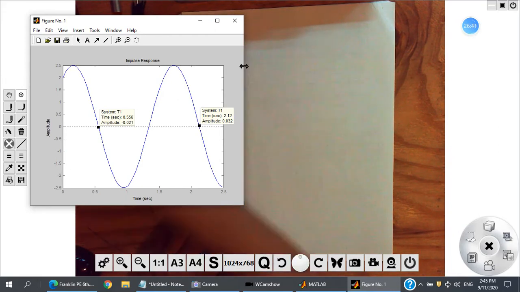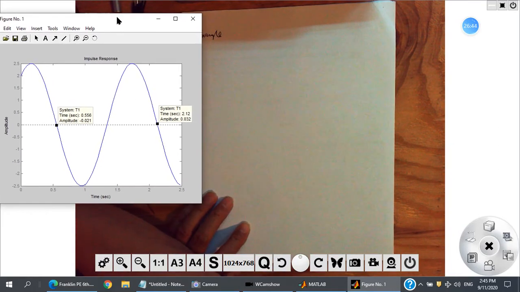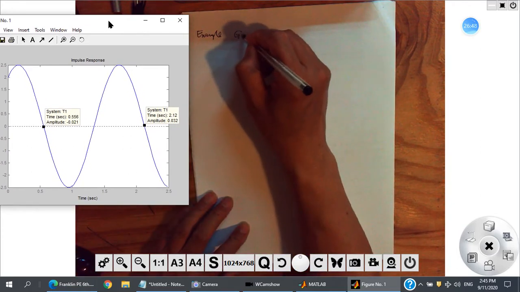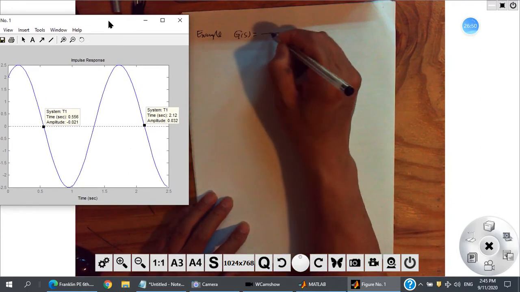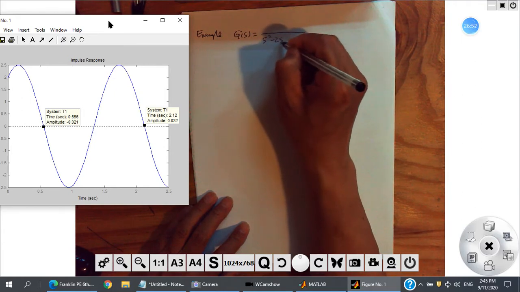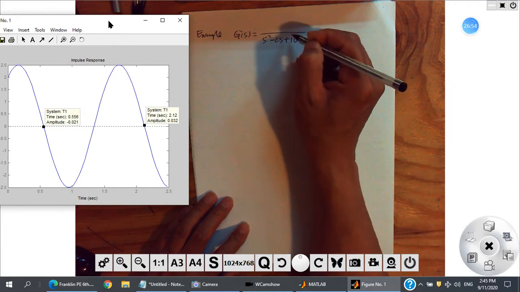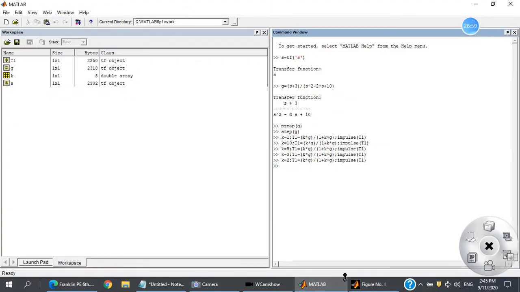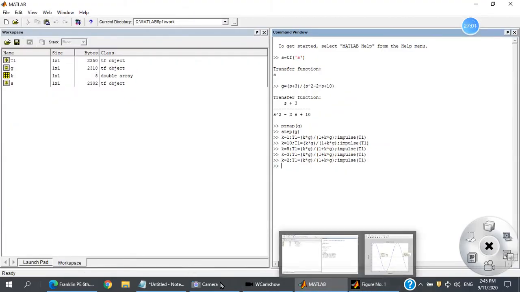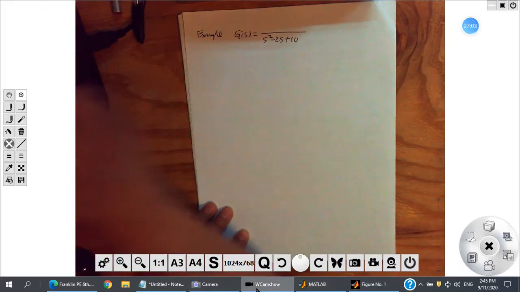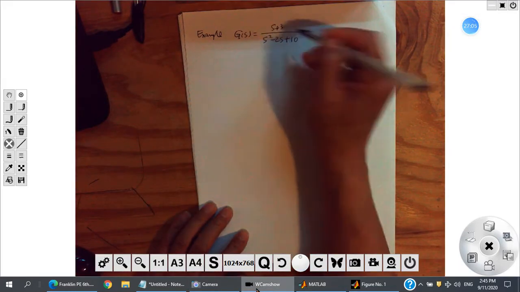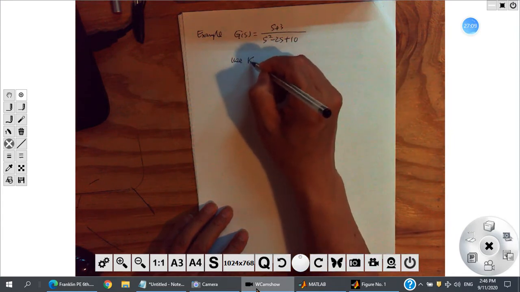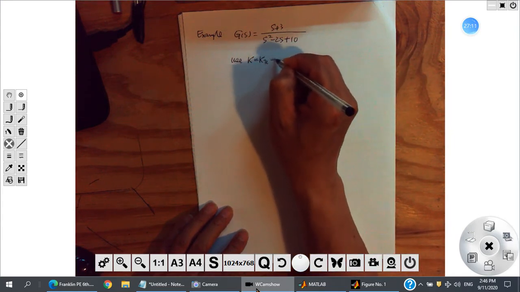Example. I have G of s, which is s squared minus 2s plus 10. And what's the numerator? I forget. I have a pole at negative 3, so it's s plus 3. And use K equal to KU, which is 2.